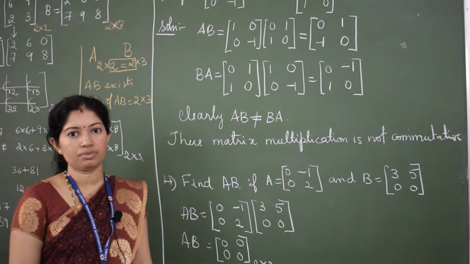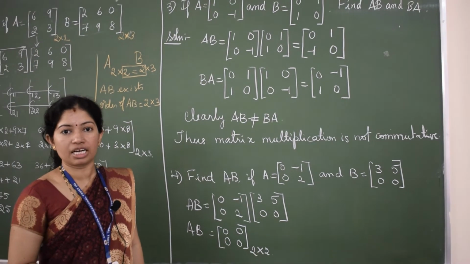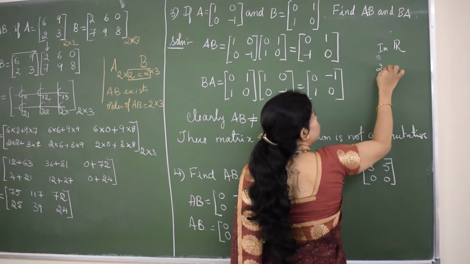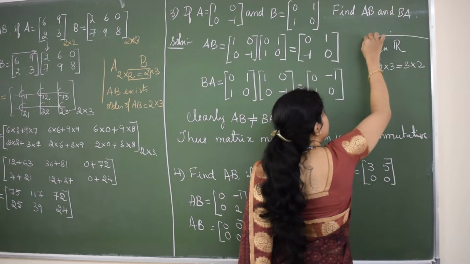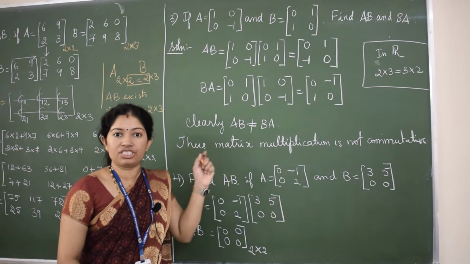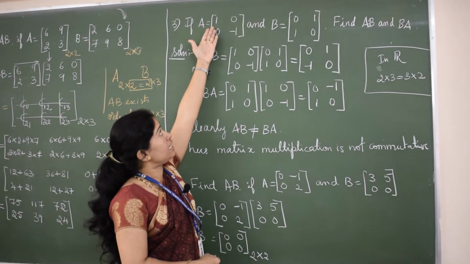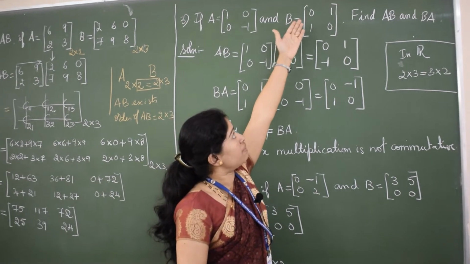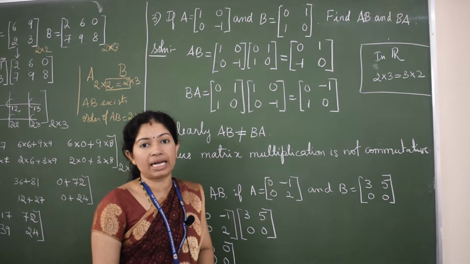Understood? In the set of real numbers, you know multiplication is commutative. In R, 2 into 3 is the same as 3 into 2. Whether this commutativity will hold good for multiplication of matrices, let us check that. Take matrix A, containing the elements 1, 0, 0, minus 1, and matrix B having the elements 0, 1, 1, 0. Let us find both AB and BA.